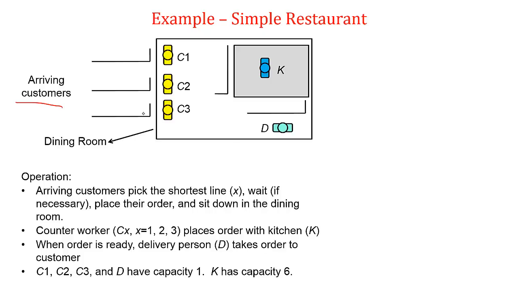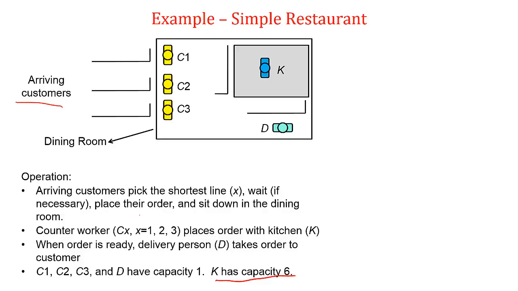So the customer arrives, and once the customer places the order, the customer goes and sits down. It's the order that we're interested in, though. The order goes from the cashier to the kitchen, from the kitchen to the delivery person, and then we're finished. The cashiers each have capacity 1, so they can be serving 1 customer at a time. The kitchen has capacity 6, so the kitchen can be cooking 6 meals simultaneously. And for this model, we only have 1 delivery person to take the food.